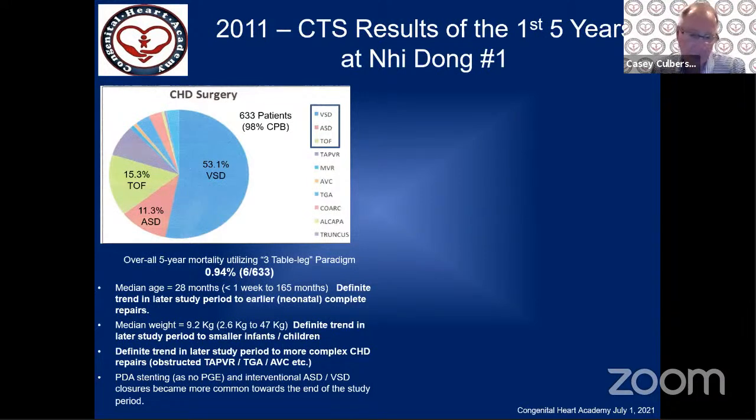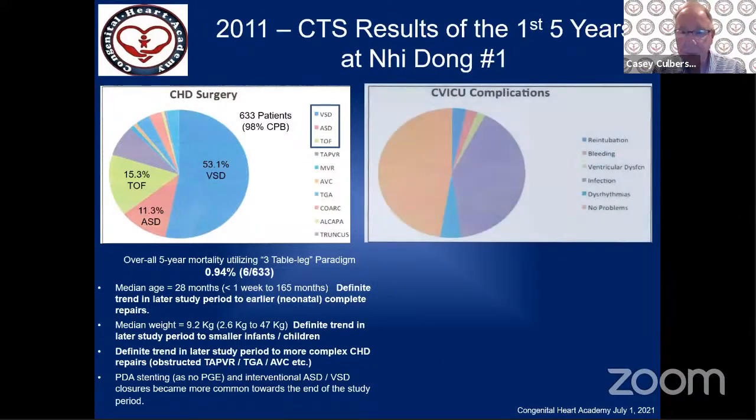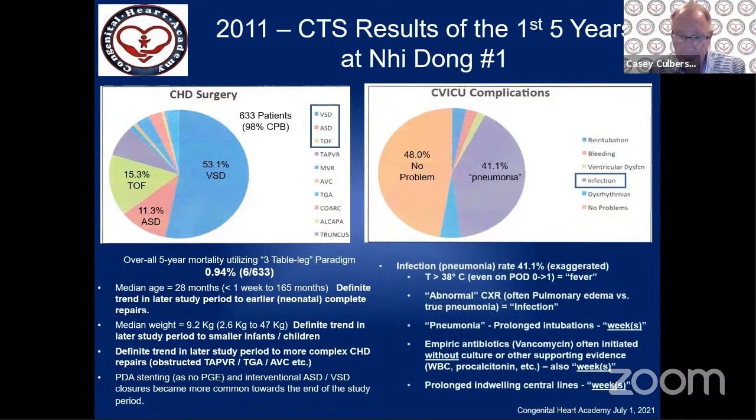There was a definite trend to more complex repairs as time went by, and PDA stenting became much more common, as well as interventional ASD and VSD closures at the end of the study period. In terms of ICU complications, almost 50% actually had no problems. There were 41% or so that had this famous pneumonia, which was just a code word for infections. And so we had to do a little training on infections.